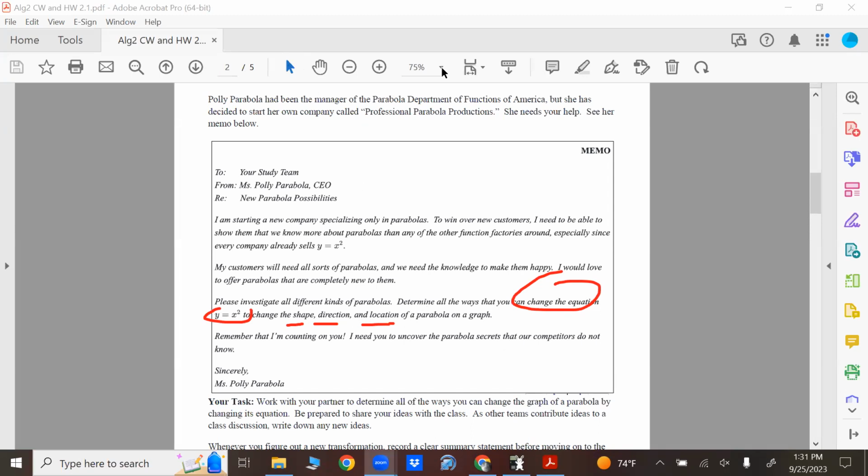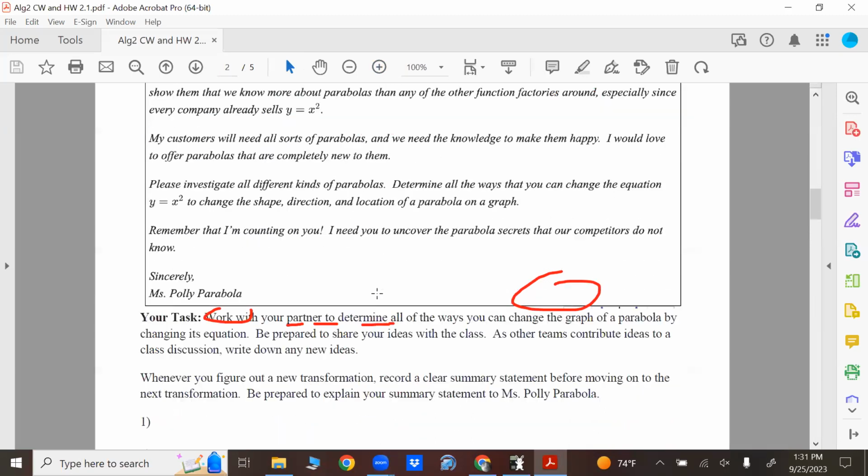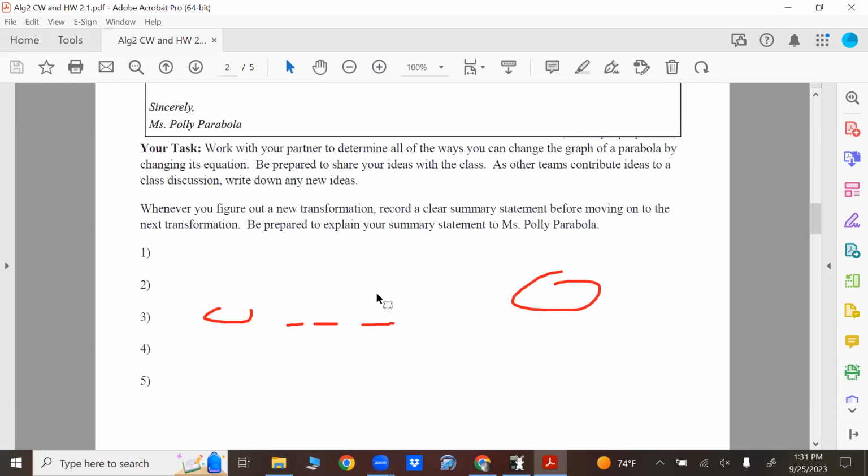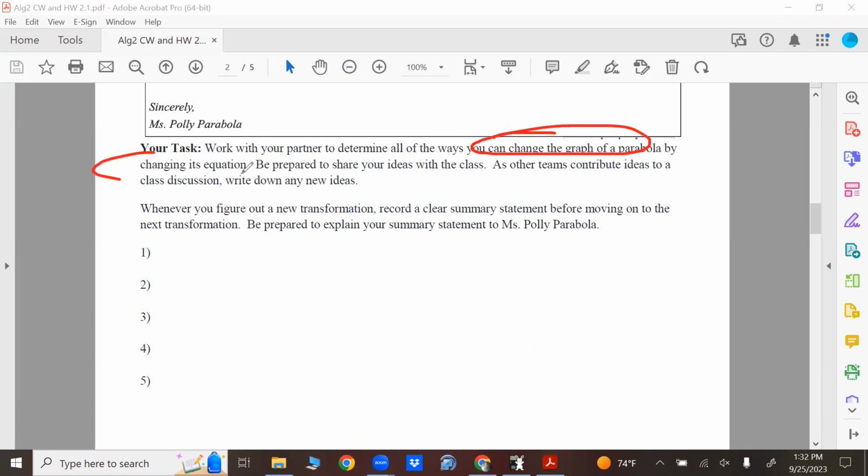Okay, very corny. That's okay. This is the part that I think matters a lot to me. How do we change the graphs? What's a summary of all the changes and how that correlates to the general equation I shared with you guys a few moments ago, the y equals a(x minus h) squared plus k. So it says work with your partner or your table groups. That's what you're going to do, to determine all the ways you could change the parabola by changing the equation.